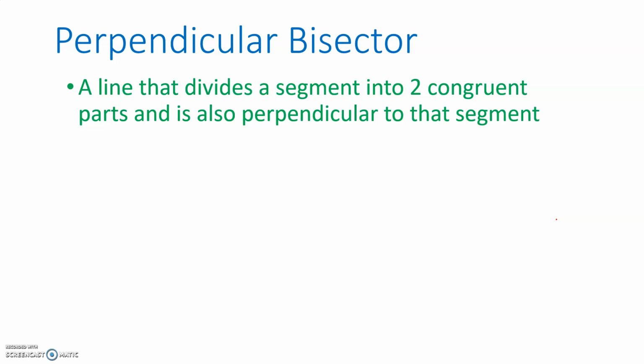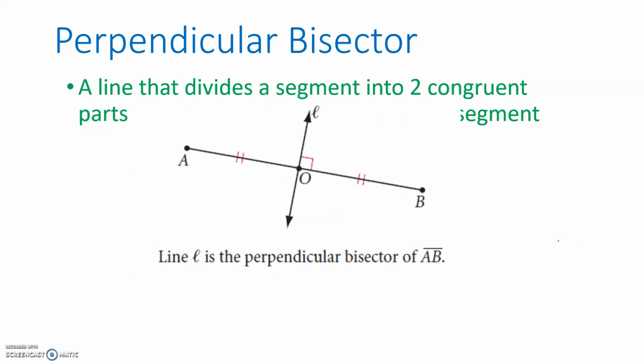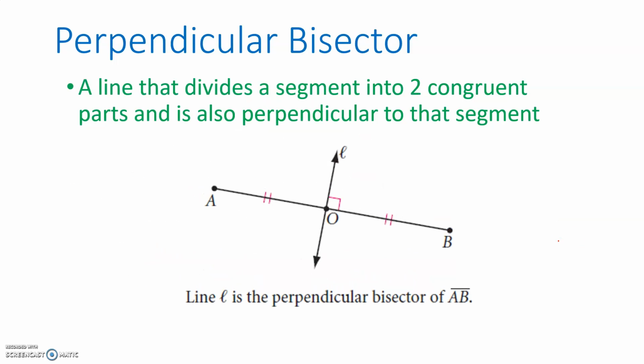Now we get a little bit pickier. We're going to talk about a perpendicular bisector. A perpendicular bisector is a line that divides a segment into two congruent parts. In other words, it goes through the midpoint. And it is also perpendicular to that segment.